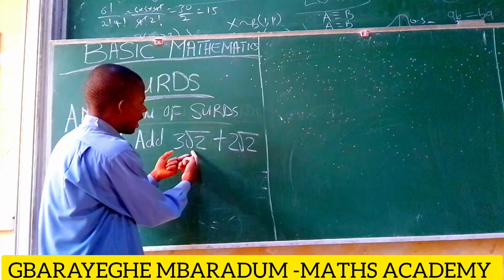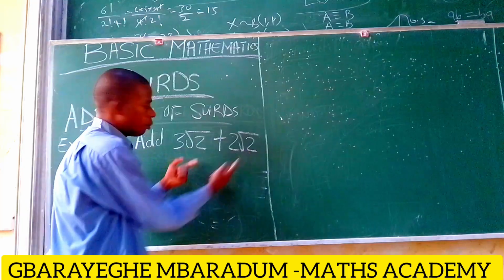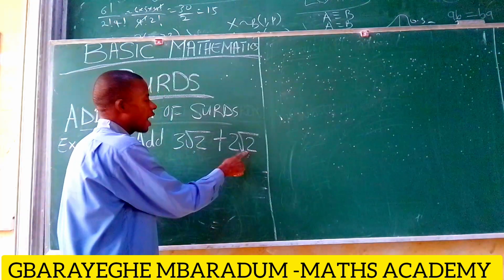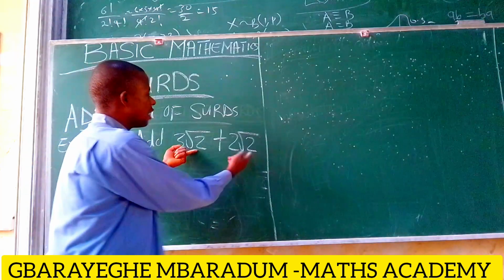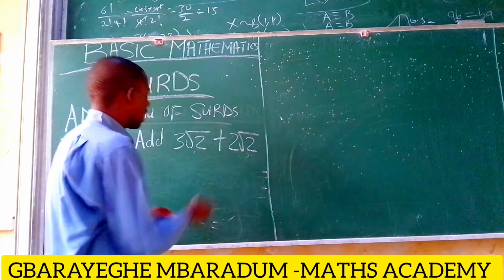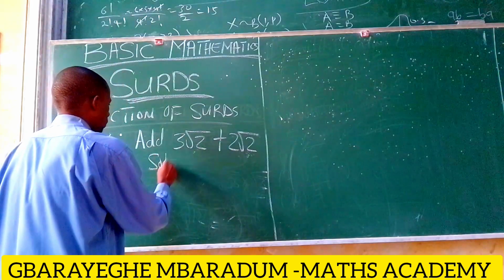If you look at this surd now, they are in like component, because they have the same square root of 2 and the same square root of 2. So this kind of surd can be added, since they have the same base, square root of 2 and also square root of 2 on each of the terms. So let's look at how to add this kind of surd. Solution.